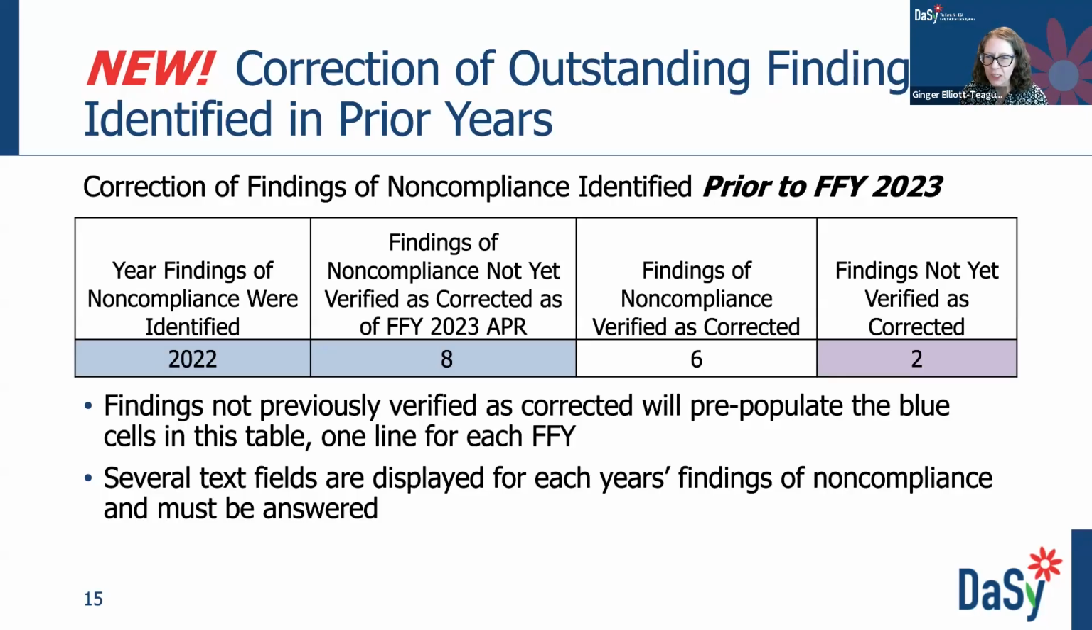So FFY 2022, you will have a row for that if you had any findings of correction of noncompliance that were not subsequently verified as corrected.